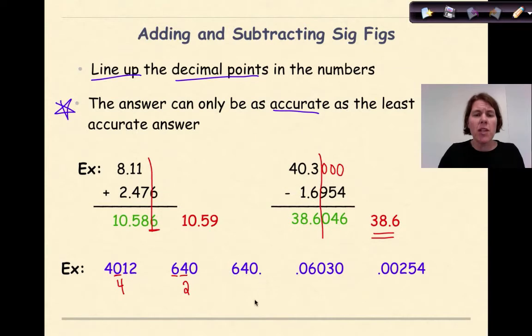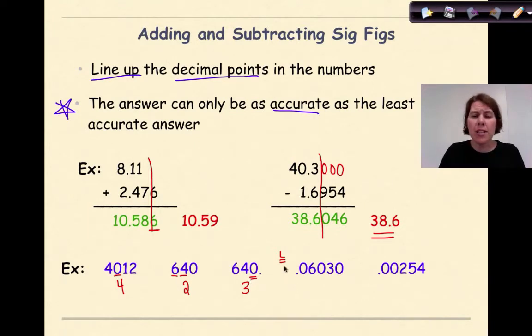640 with the decimal point. Now the zero is significant, so 3 significant figures. If I look at the next number, 0.06030. One method that people use when deciding how many significant figures a number has is called the Atlantic-Pacific rule.